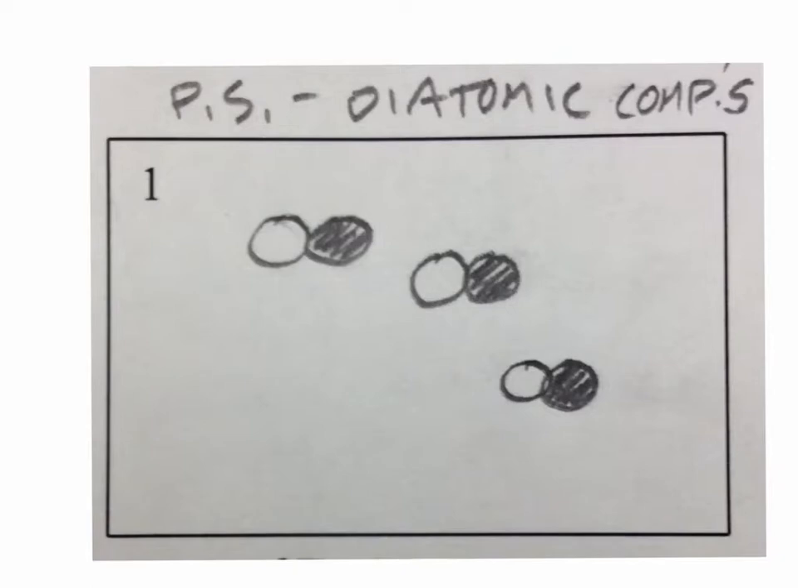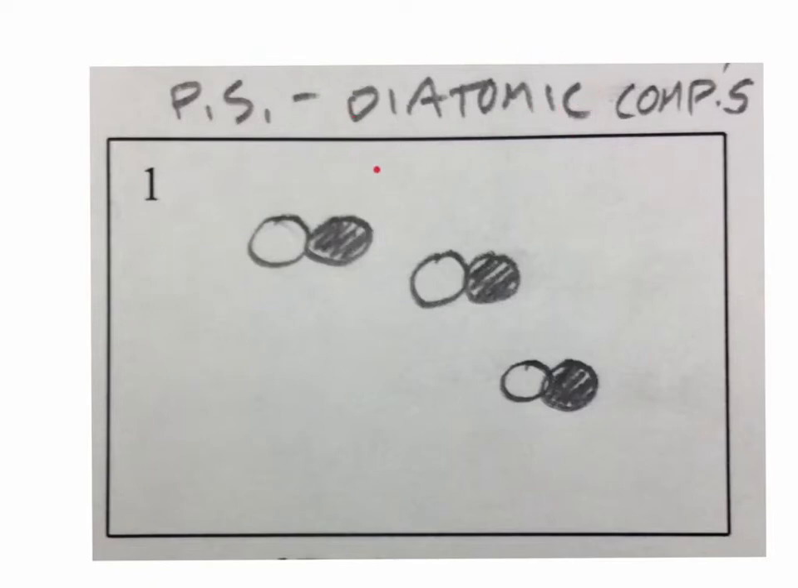So a pure substance means that all of the molecules are going to be the same. Every molecule is a different chemical, and a pure substance means you've only got one chemical or one substance present. So you can see all three molecules are the same. That makes it a pure substance. You're asked to include diatomic compounds.